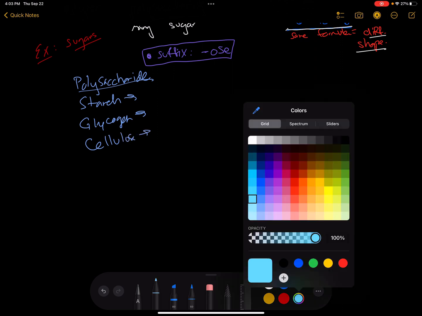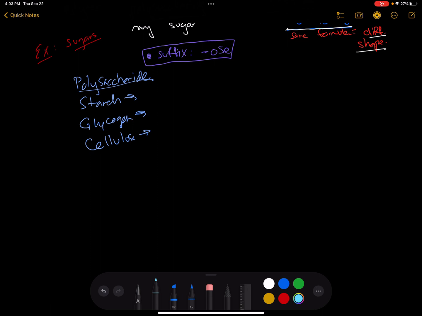Now, starch, what it does, this is where fruits and plants, so I'll put plants, store their sugar. This is where plants store their sugar, because plants, sometimes they make too much sugar and they need that energy reserve to do something different.